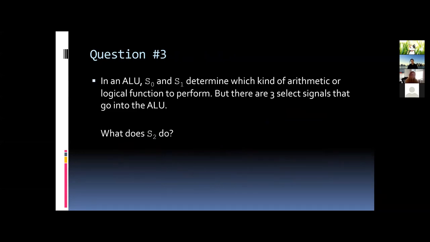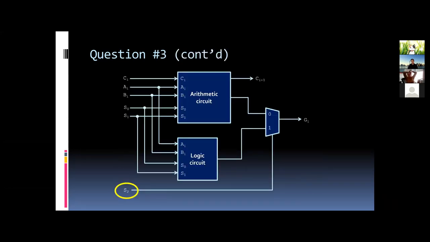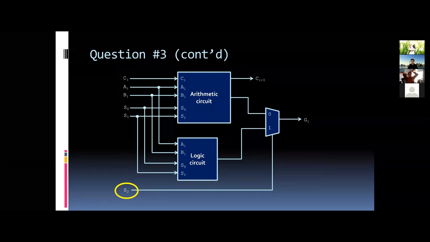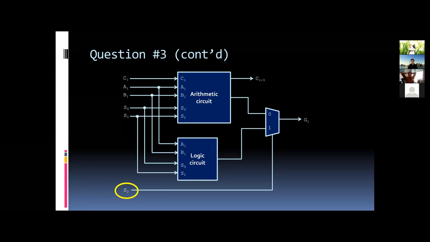So in another question that you might get, this is all hypothetical questions. In an ALU, S0 and S1 determine which kind of arithmetic or logical function to perform. But there are 3 select signals that go into the ALU. So what does the signal S2 do? So essentially, remember this. I'll give everyone time to think.